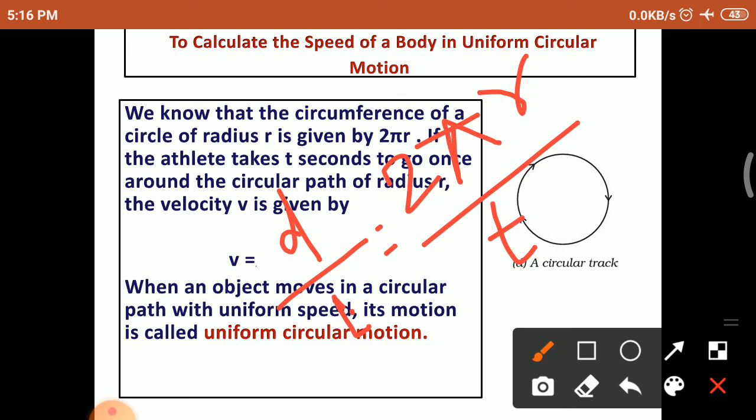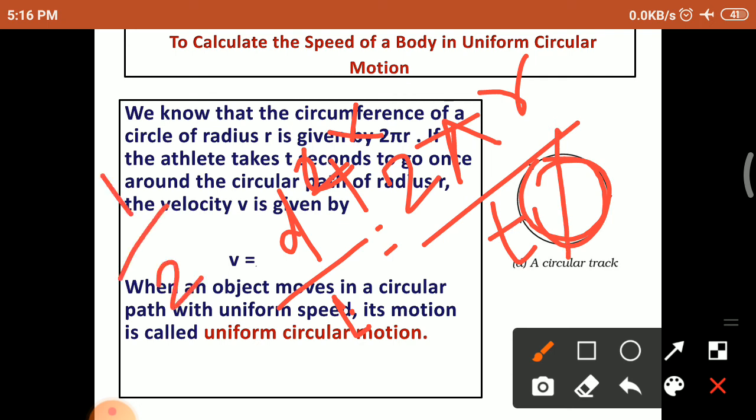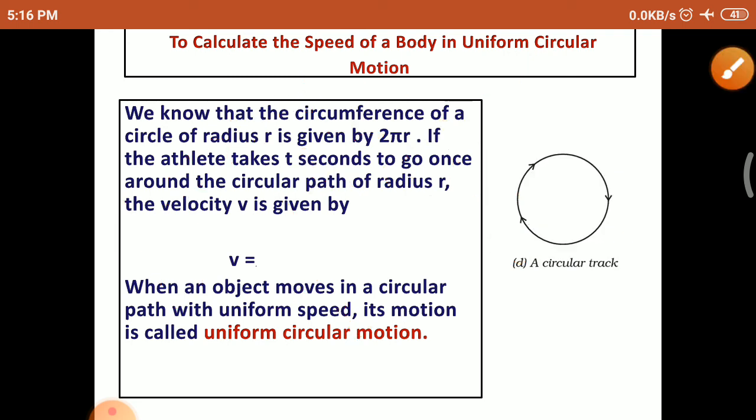If the object covers 2 complete rounds, you multiply 2 into 2 pi r. For 4 rounds, 4 into 2 pi r. If it covers only half, you write half into 2 pi r. So from the circumference we can calculate the speed of the object.